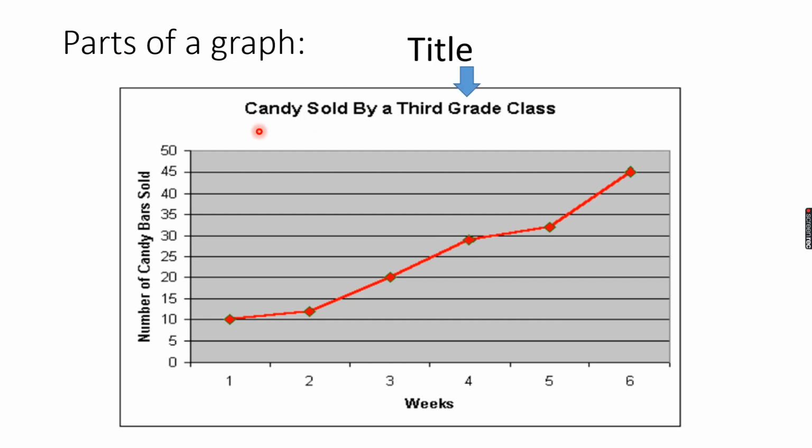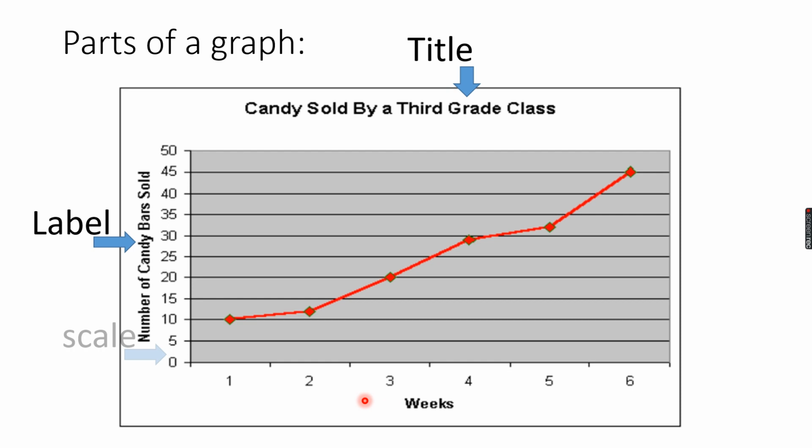The first part of a graph is the title of it. Like here, the title is Candy Sold by a Third Grade Class. The second part is the label, to label the x-axis and the y-axis with what data they are representing. Like here the y-axis is number of candy bars sold, the sentence is called the label, and the x-axis is the weeks, the number of weeks.